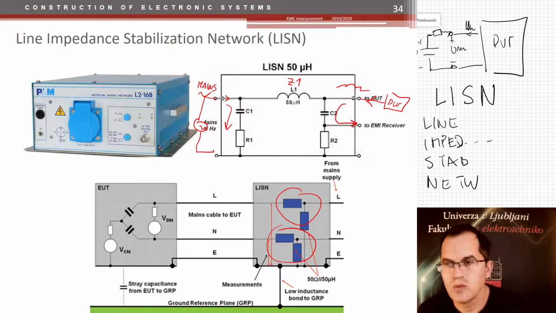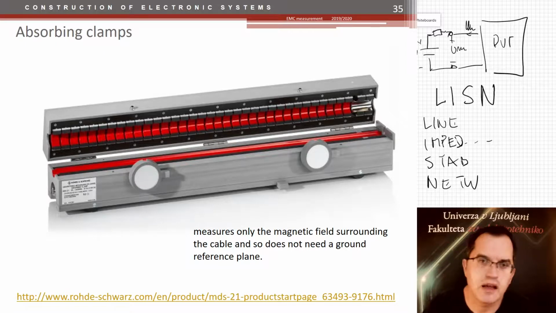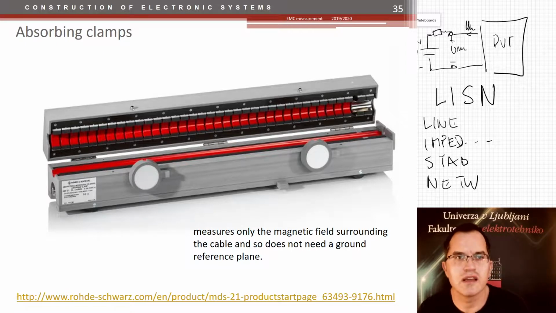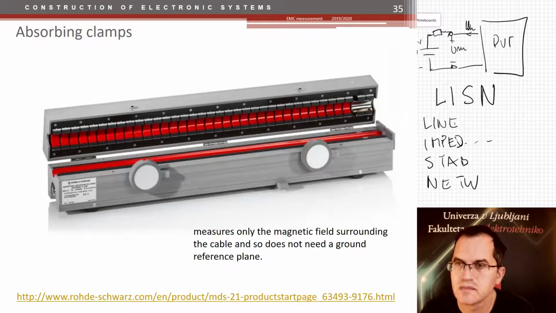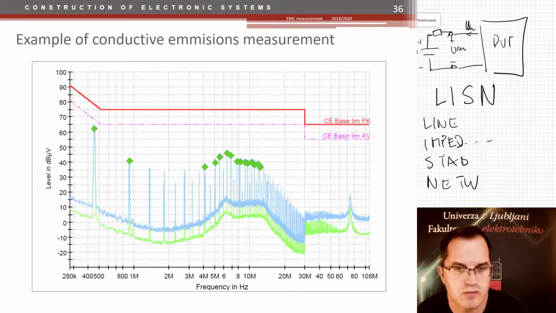So what else can you have? You can have absorbing clamps, which are clamped upon the cable, and you can then measure the electromagnetic field that is radiated by the cable and then transferred to a receiver. So this is an example of conductive emission measurements, as I showed before.